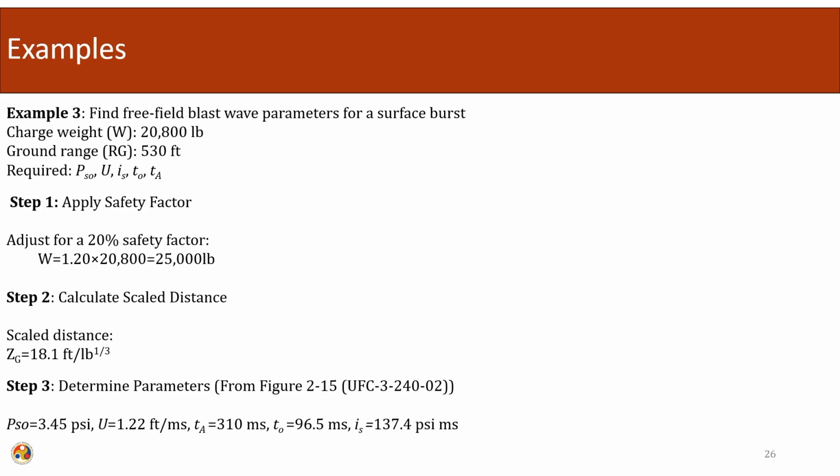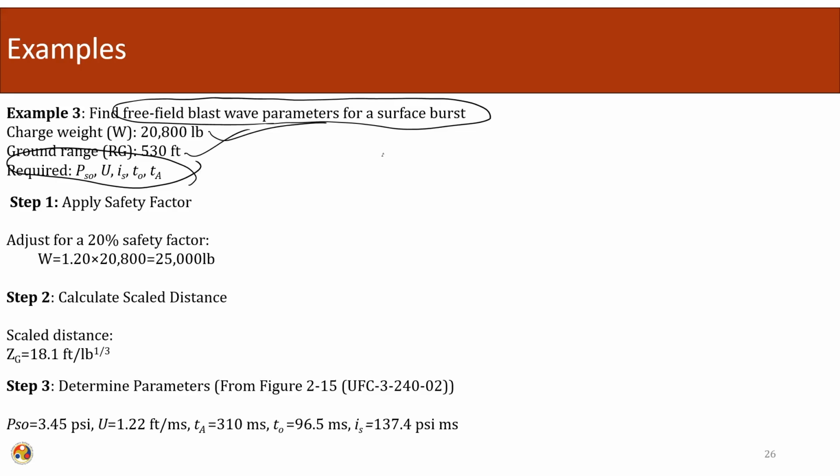So, we will try to do one example. We are trying to find the blast wave parameters for a surface burst. The charge is given as 20,800 pounds, the ground range is 530 feet, and we are asked to calculate the blast wave parameters.